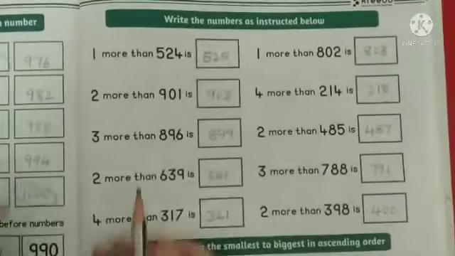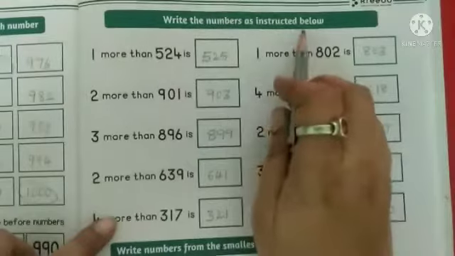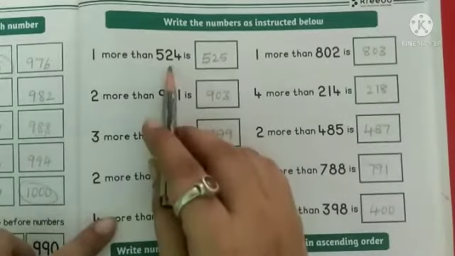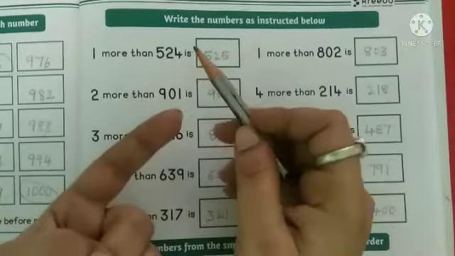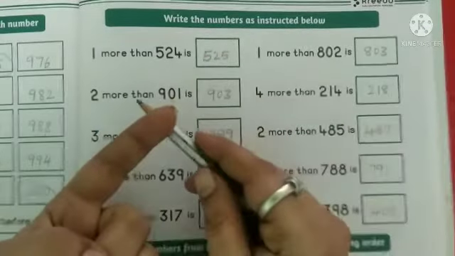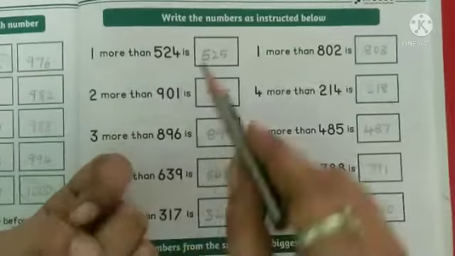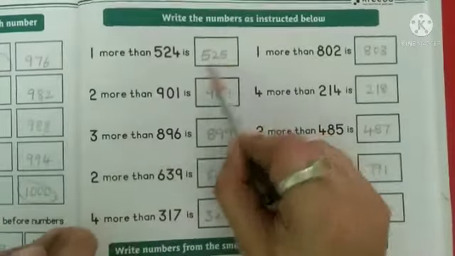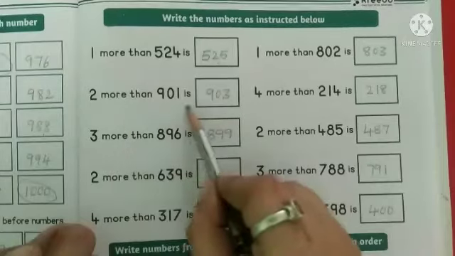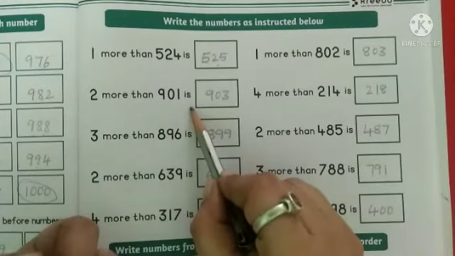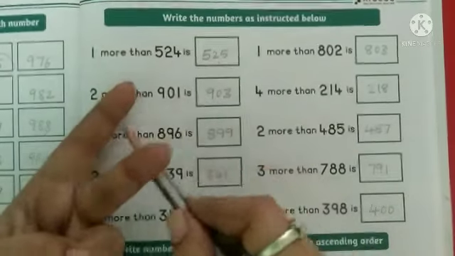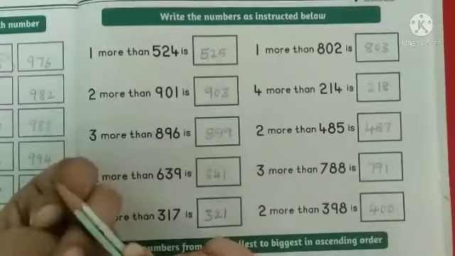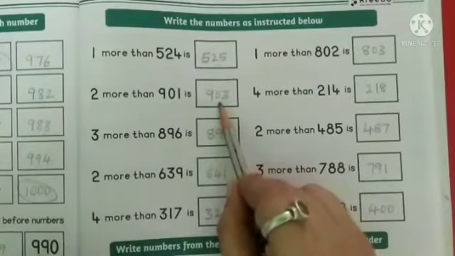Page number 51. Here, write the numbers as instructed below. 1 more than 524 is. Add one more number to 524. After 524, 525. Write 525. Next, 2 more than 901. Here, 901 is in the mind, 2 is in the finger. After 901, 902, 903. Write number 903.